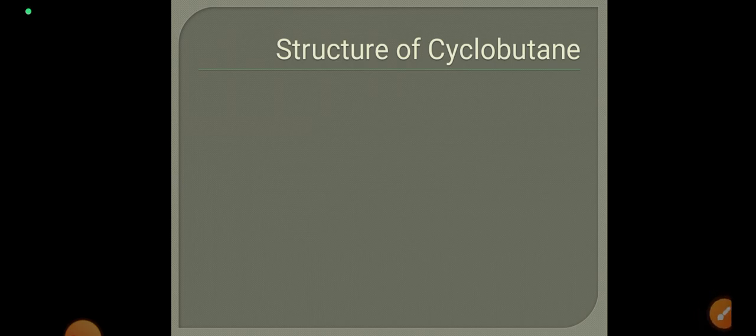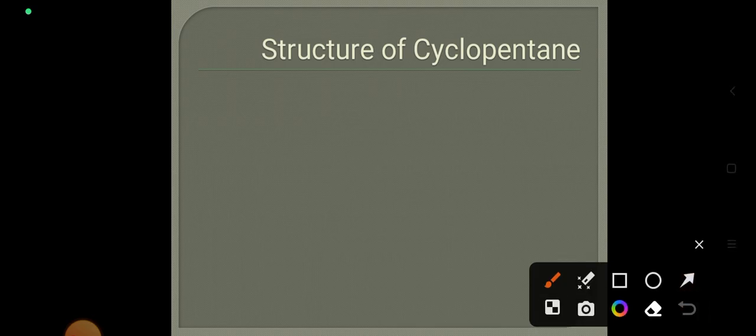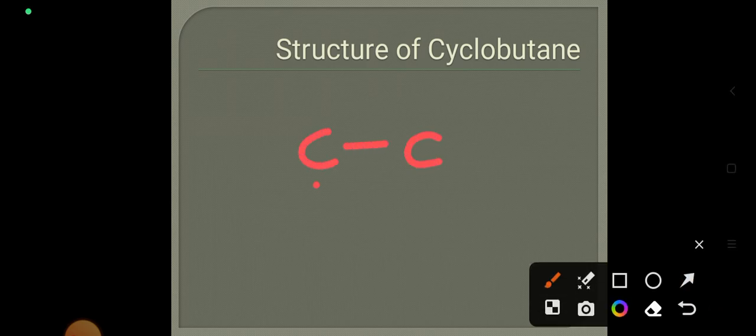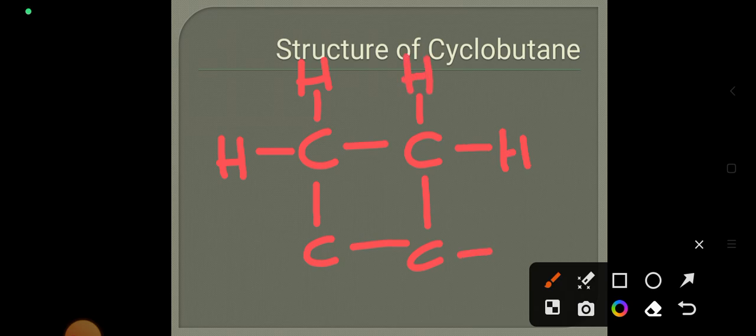Similarly, we have cyclobutane. When we talk about but-, the root word but- has 4 carbon atoms, and since it is cyclic, let us write 4 carbon atoms forming a square, and this is the basic skeleton structure. The next step is to satisfy the carbon valency, that is 4. So every carbon atom gets 2 hydrogens, as a covalent bond is formed. This is how we would write the structure of cyclobutane, and the molecular formula is going to be C4H8.